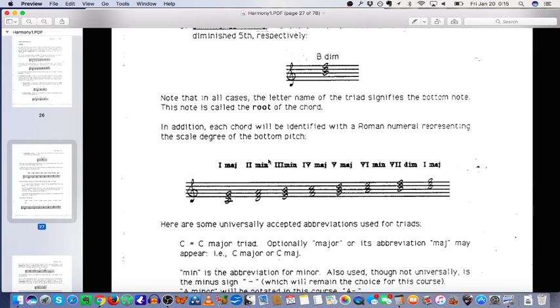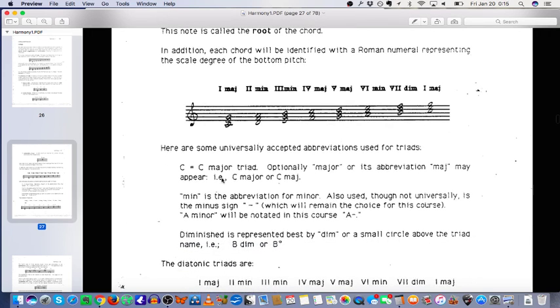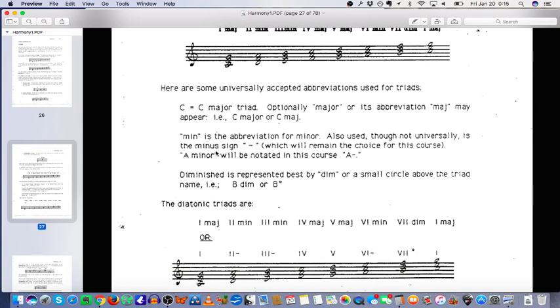Note that in all cases, the letter name of the triad signifies the bottom note. This is called the root of the chord. In addition, each chord will be identified with a Roman numeral representing the scale degree of the bottom pitch. So on the 1 major chord, our root note is C, we get the Roman numeral 1. On the 5 chord, our root note is G, that's the 5th note, we get the Roman numeral 5, and so on and so forth.